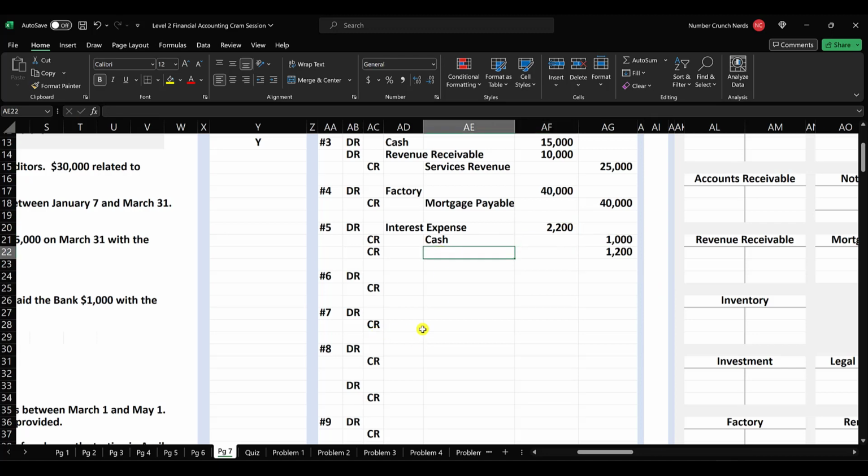And what do we have here? Well, we didn't pay all the interest yet, so we have a liability to pay later, right? A liability increases with a credit, so that looks correct. Liability called what? Interest payable, right? It's a payable for whatever is relevant in the problem, right? So this is interest payable. All right, that's number 5.